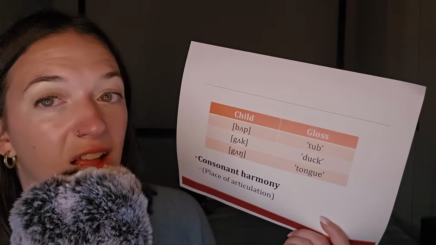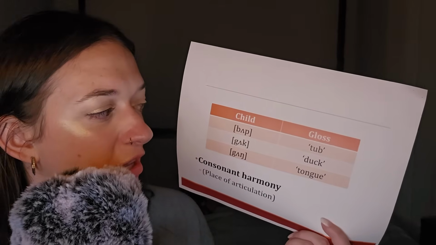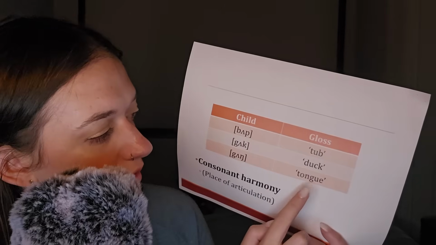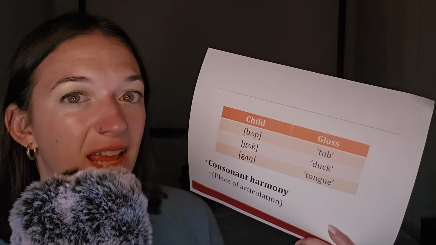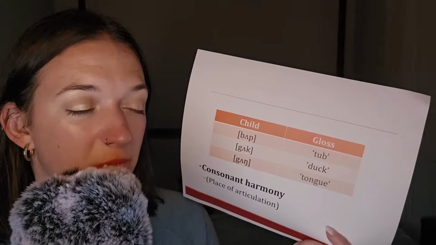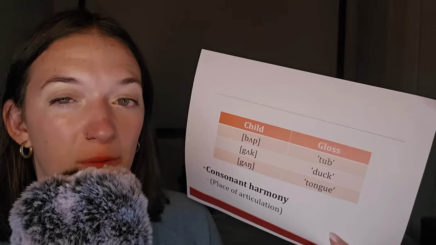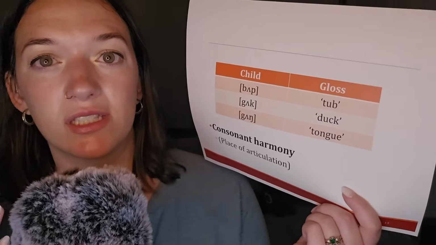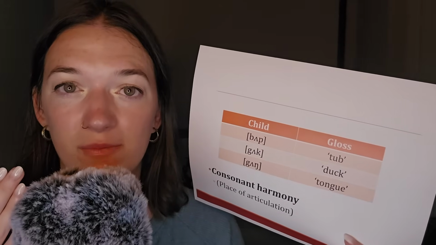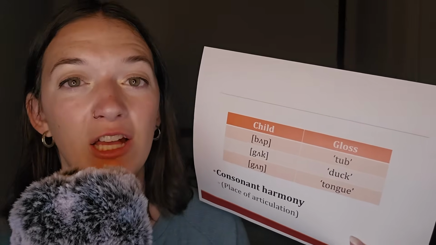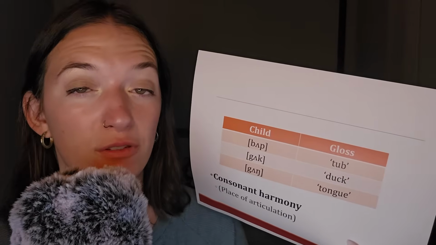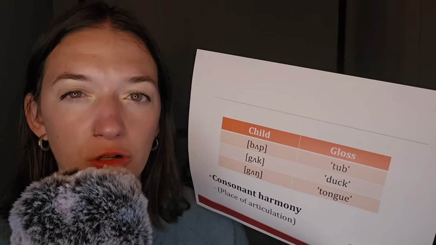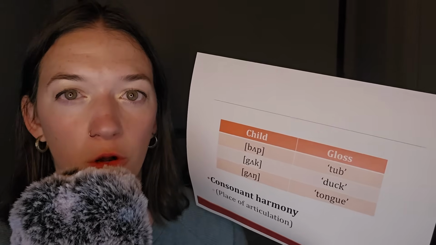Duck, which has an alveolar stop and a velar stop, could be replaced with all velar sounds. Or tongue, which has an alveolar stop and a velar nasal, is once again replaced with all velar sounds. So we can see that often those alveolar sounds, which require the tip of the tongue to touch a very precise part of the roof of the mouth, are replaced with easier to pronounce sounds that don't require quite as much precision in order to create.